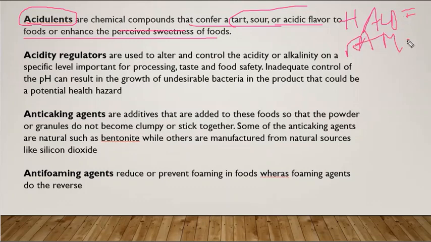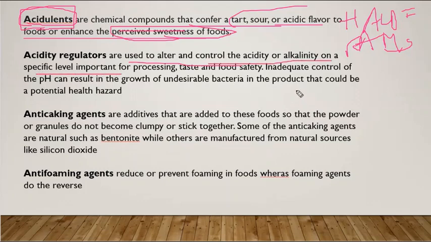So in this you can see you can taste both sour and sweet. Some kind of acidulants may be used in this dish to get the perceived sweetness of the food, to have a different food taste. And the next one is acidity regulator, which is used to alter and control the acidity or alkalinity at a specific level.